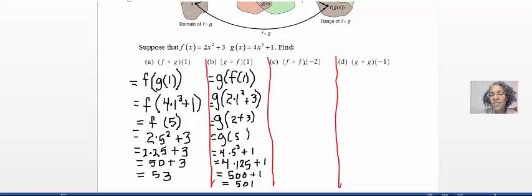All right, let's find f of g of negative 2. So into the function f, we're going to put g of negative 2. So we've got to go into g, and we've got to replace x with negative 2. And whatever that is, we're putting that into f.